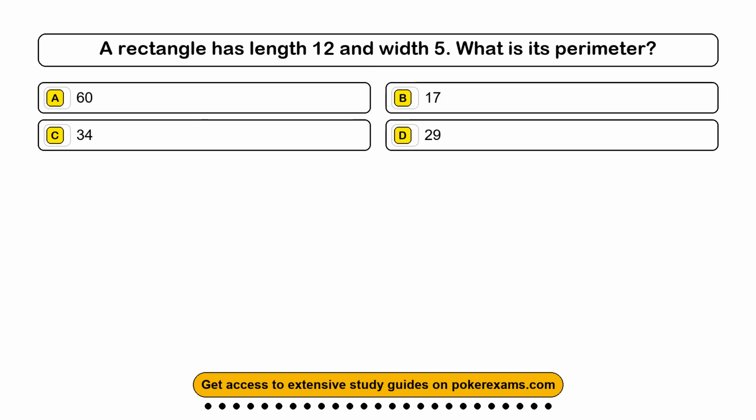Question 17. A rectangle has length 12 and width 5. What is its perimeter? Option A, 60. Option B, 17. Option C, 34. Option D, 29.